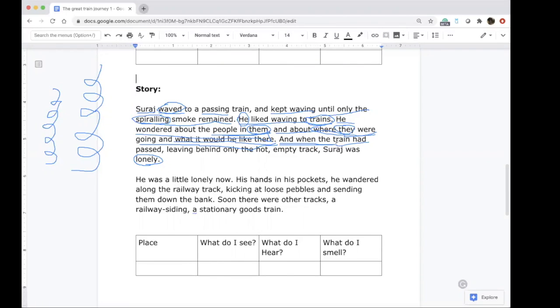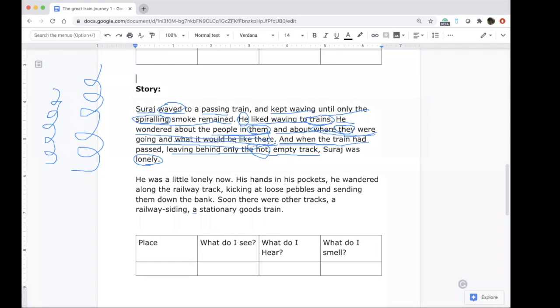And when the train had passed, that means the train left the place. The train went away from that place, leaving behind only the hot and empty track. If the train is leaving from the place, the track will still remain in that place, right? The track will still exist there. Why do you think the track is hot? Can anyone take a guess?